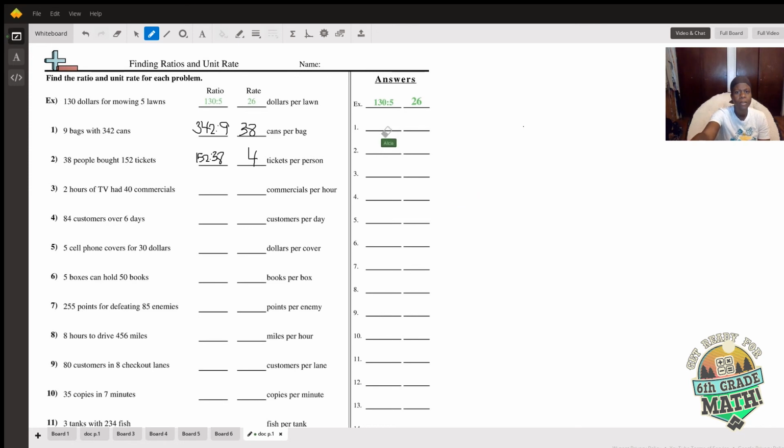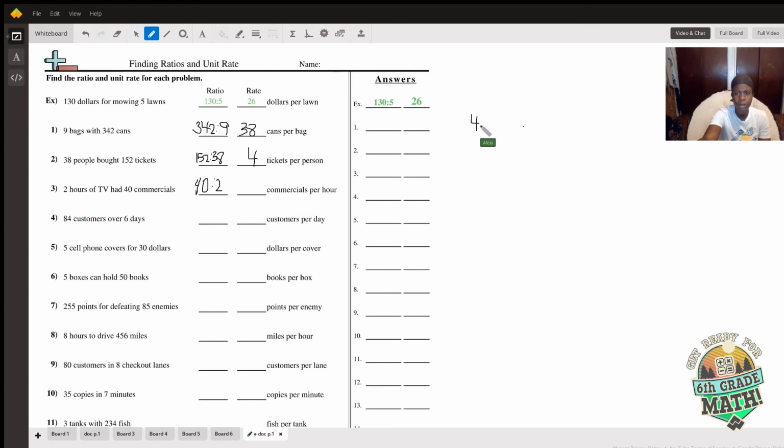All right, let's get this problem started. So 2 hours of TV had 40 commercials. So the rate again is commercials per hour. The commercials are here, so we put the 40 first. The amount of hours, we put second. So we figure out that 40 to 2 is the ratio. And then we have to solve the commercials per hour.